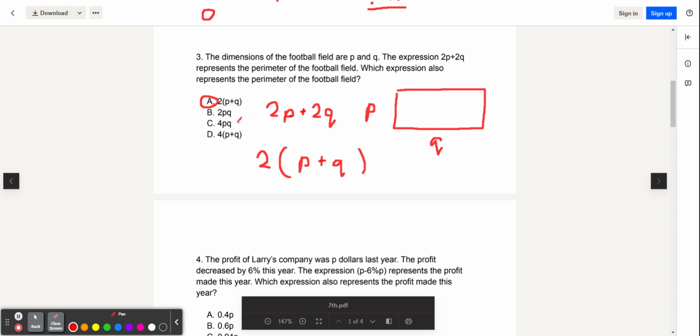B and C are doing some multiplication, which is not correct. I don't know how you would get those. Maybe we confused perimeter and area. And then P plus Q is too big. It is doubled. If you distribute it out, you'll note that this is 4P plus 4Q, which is twice as much and not equivalent.